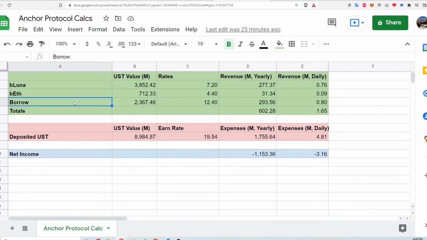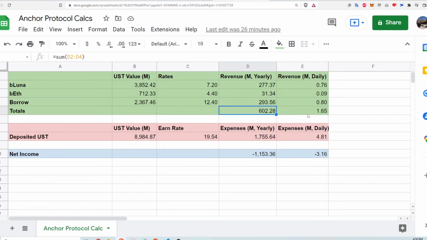And finally, this is the revenue obtained by charging the borrowers to borrow UST. It is a percentage of the total UST borrowed. Total UST borrowed here is about 2.4 billion UST, and the rate on the borrow charge right now is 12.4%. That results in a revenue of 293 million per year, and that is 0.8 million per day. So all these numbers can be found in either Lido Finance or the Anchor protocol dashboards.